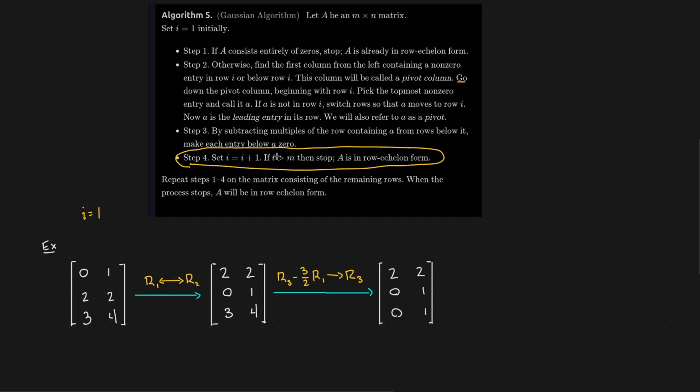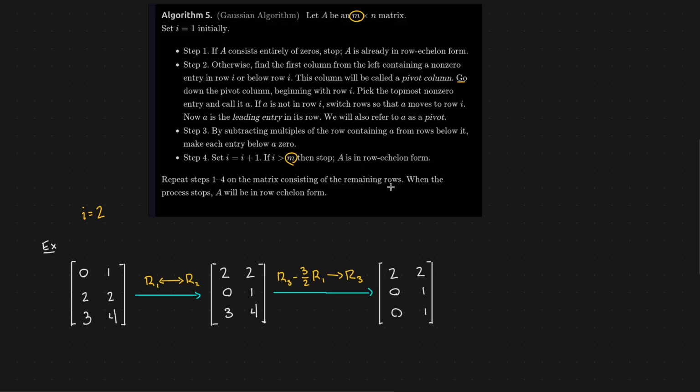Set I equal to I plus 1. So right now I is 1. I'm going to make it 1 more. So it's no longer going to be 1. Now it's going to be 1 plus 1. It's going to be 2 next. I just increment it. Now, if I is bigger than m, bigger than the number of rows, then I stop.